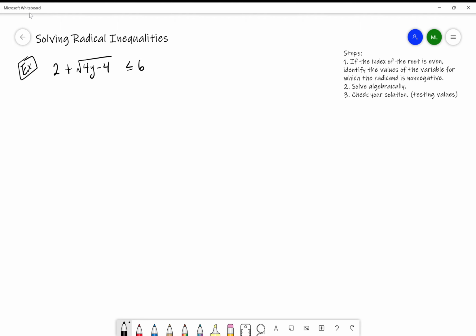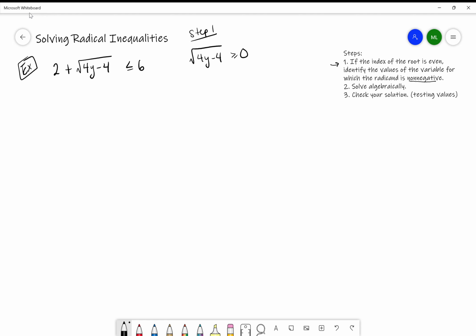So here I've got a radical, or an nth root, and here my nth root is 2, because it's a square root. Square roots mean our n is 2. And I want to solve when this is going to be less than or equal to 6. Well, it's an even root. And in our steps, it says when it's non-negative. So first things first, from step 1, I want 4y minus 4 to be greater than or equal to 0, because I want it to be non-negative.